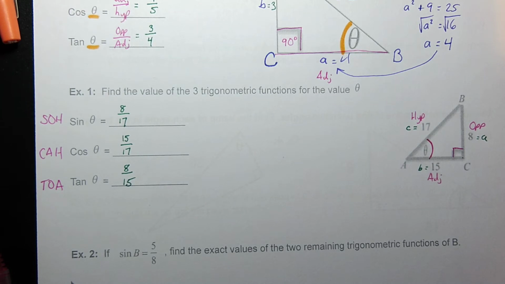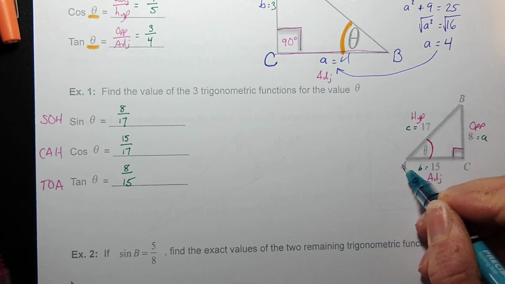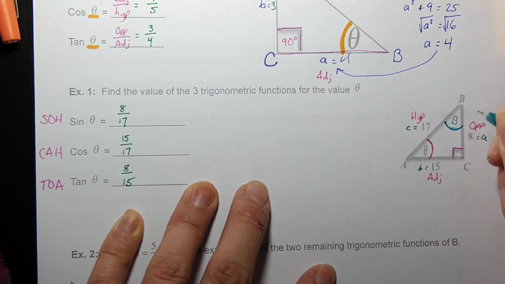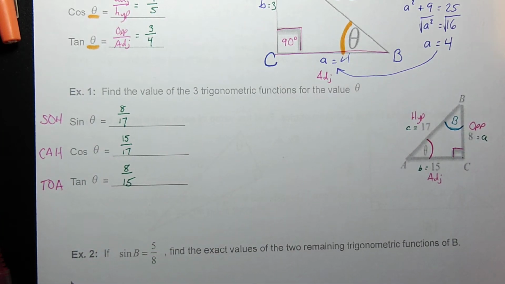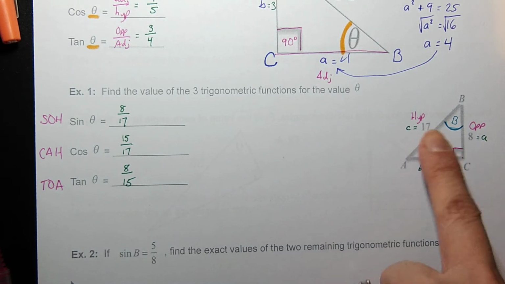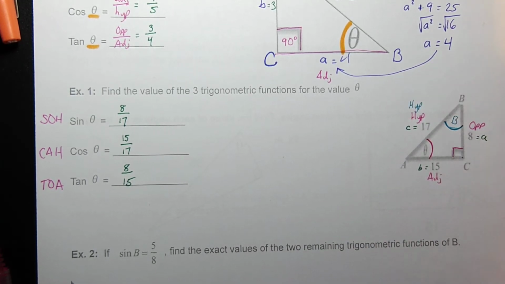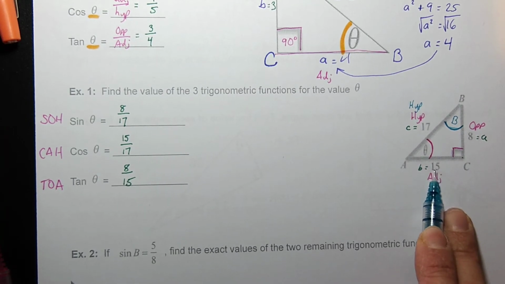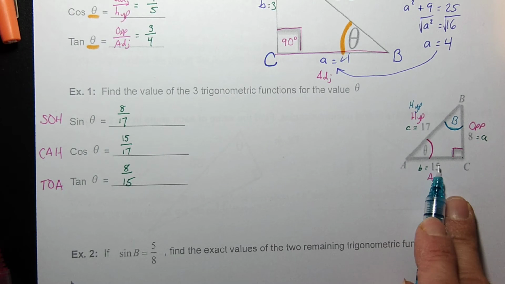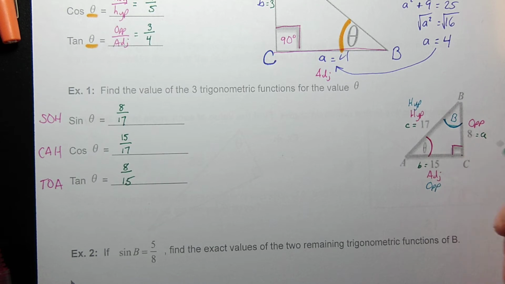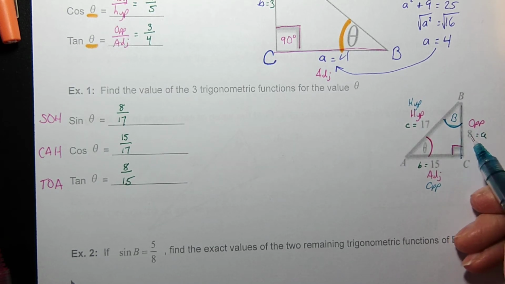Now, what if we switched which angle we were looking at? What if instead of looking at angle A as theta, what if we looked at angle B as theta? Does this affect our sine, cosine, and tangent? Our hypotenuse is still 17. That's still the longest side. That's still our hypotenuse. But what is 15 relative to B? Is it opposite, adjacent, or hypotenuse? It's opposite. And then what is 8 relative to angle B?